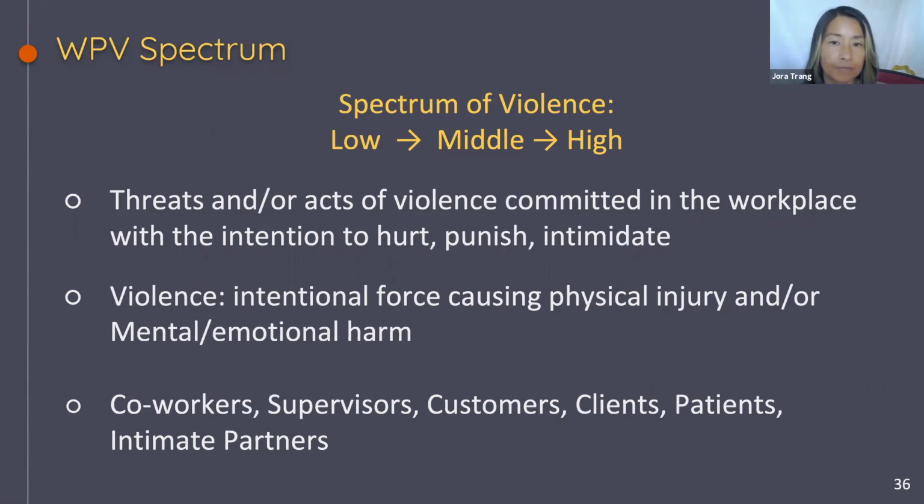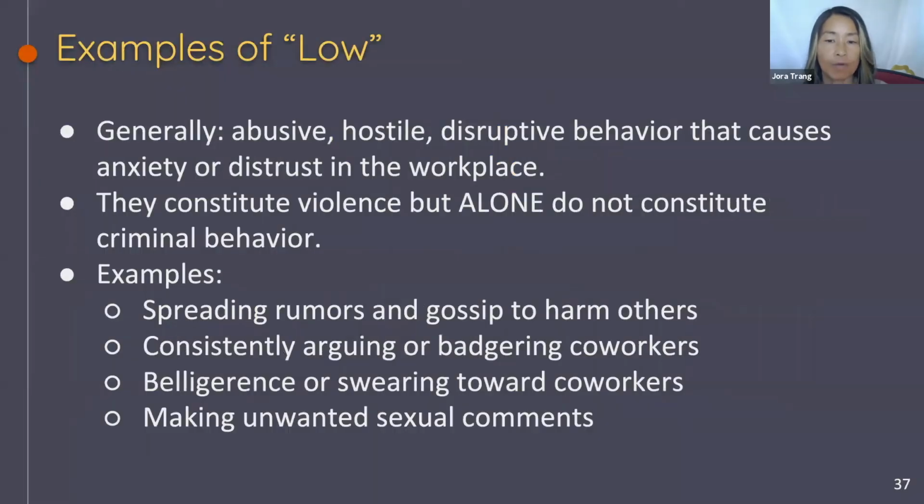When we are talking about workplace violence at the low end of the spectrum, we are talking about abusive, hostile, disruptive behaviors that can create anxiety or distrust in the workplace. These behaviors constitute violence, but alone often do not constitute criminal behavior, and consequences for these may include warnings, documentation of incidents, etc. Employers should pay special attention to escalation of violent behavior, because oftentimes high incidence of workplace violence have a root at the low end.